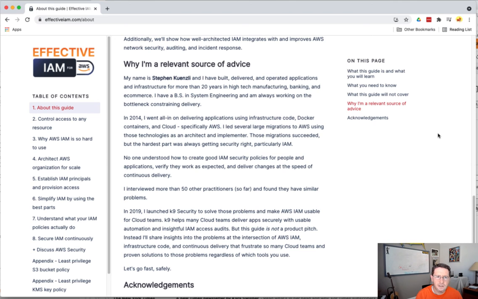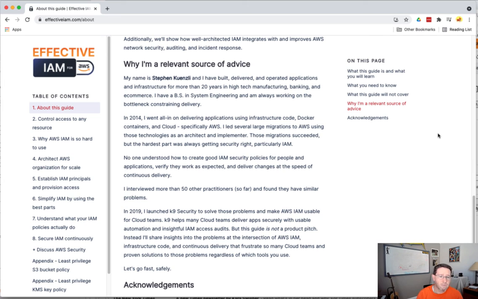Those migrations succeeded, but the hardest part was always getting security right, particularly IAM. No one understood how to create good IAM security policies for people and applications, verify they work as expected, and deliver changes at the speed of continuous delivery. I interviewed more than 50 other practitioners so far and found they have similar problems. In 2019, I launched K9 Security to solve those problems and make AWS IAM usable for cloud teams. K9 helps cloud teams deliver apps securely with usable automation and insightful IAM access audits.